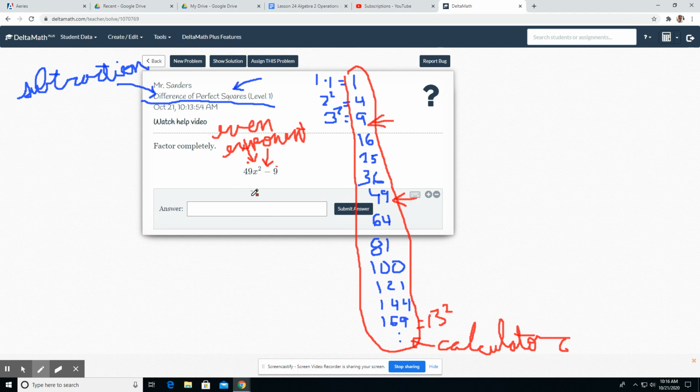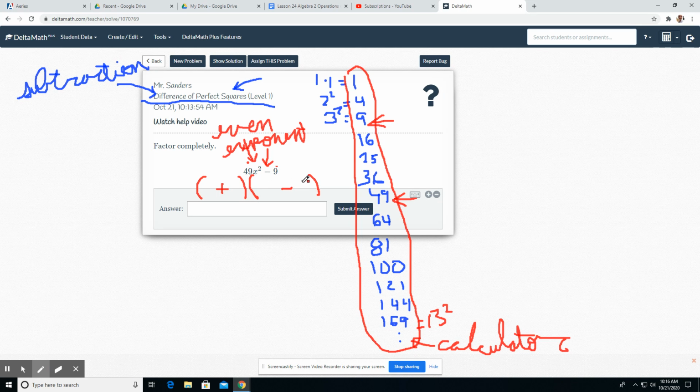All right, so the trick is whenever you have this situation, you're always going to have breaking it up into a binomial, 2 terms times 2 terms. You have a plus and a minus, or a minus and a plus. It doesn't matter the order. The square root of the first one goes in the first spot. Square root of the second one goes in the second spot.